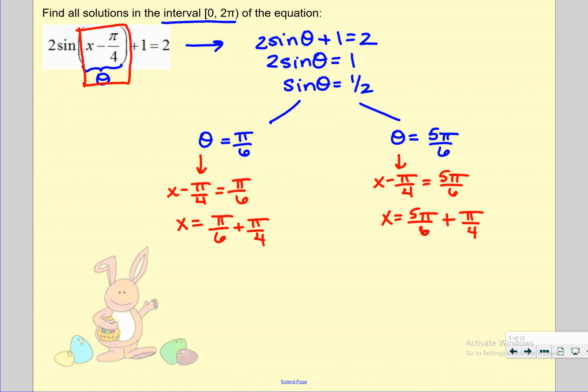Pi over 6 plus pi over 4, what's the common denominator? 12, so you can think of it as 2/12 and 3/12. We're going to get 5/12 for that answer. Okay, and then for the other one, also 12s. So 10/12 and 3/12 gives me 13/12. Exact answers. You can plug them back in radian mode and make sure they work.